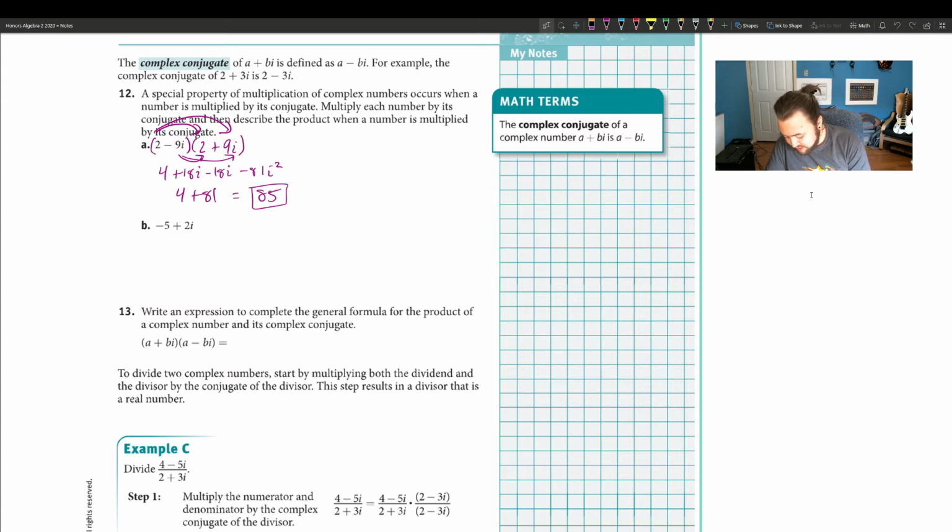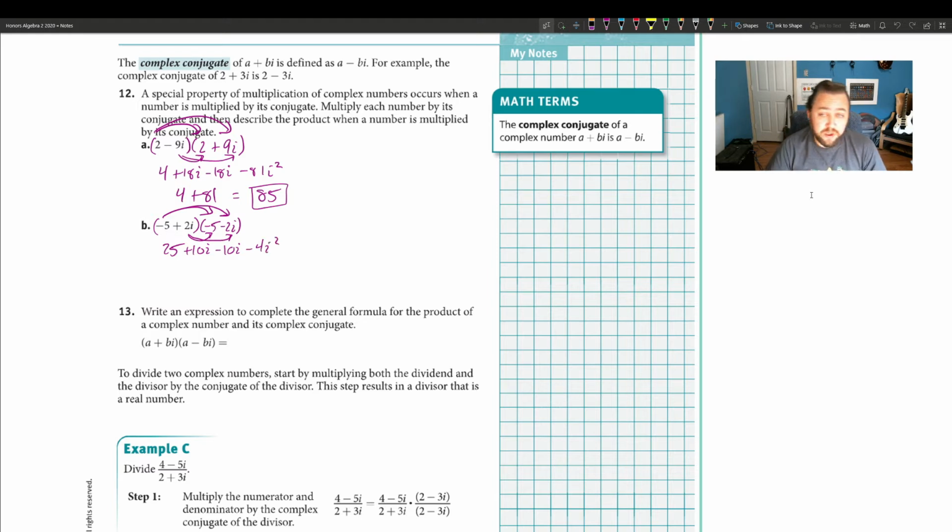So the complex conjugate of -5 plus 2i would be -5 minus 2i. So let's go ahead and write that, -5 minus 2i. -5 times -5 will be 25. -5 times -2i will be 10i. 2i times -5 will be minus 10i. And then the 2i times -2i will be -4i squared.